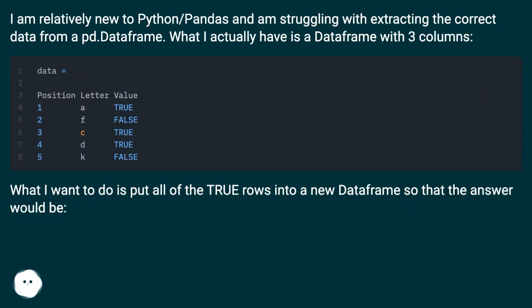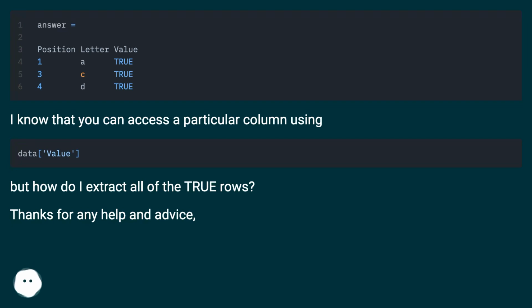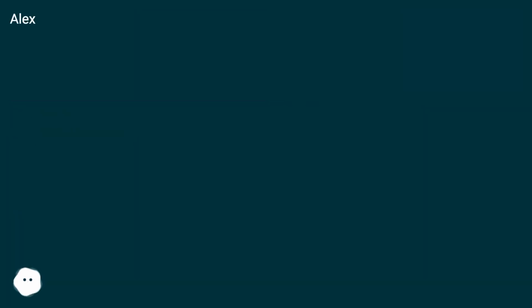What I want to do is put all of the true rows into a new data frame so that the answer would be. I know that you can access a particular column using. But how do I extract all of the true rows? Thanks for any help and advice. Alex.